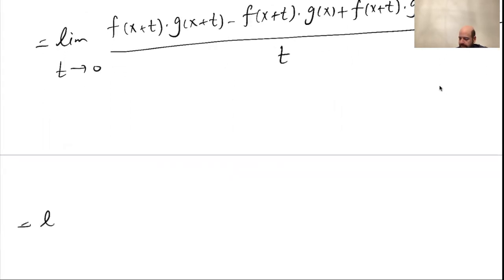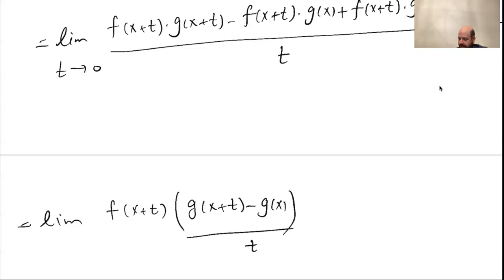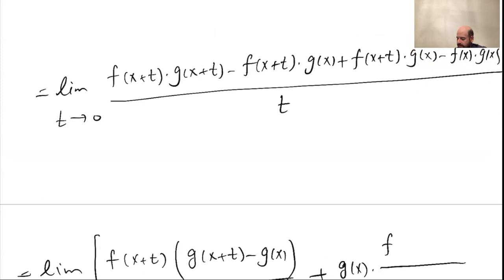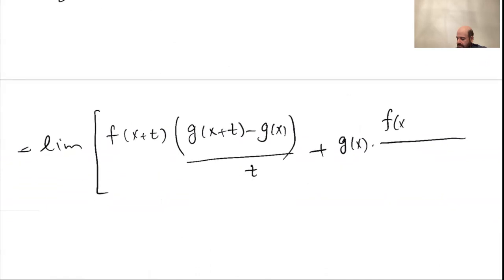So what will I get? I'll get limit f of x plus t. Let's take it out from the first two terms. Then what will be left? G of x plus t minus g of x divided by t. And then plus, so this is for the first two terms. For the first two terms here, I can take f of x plus t out. For the next two terms here, I can take g of x out. So plus g of x times f of x plus t minus f of x over t.